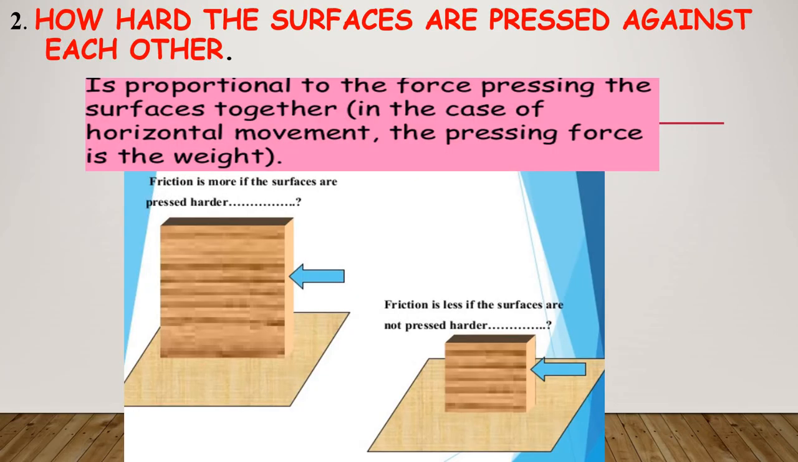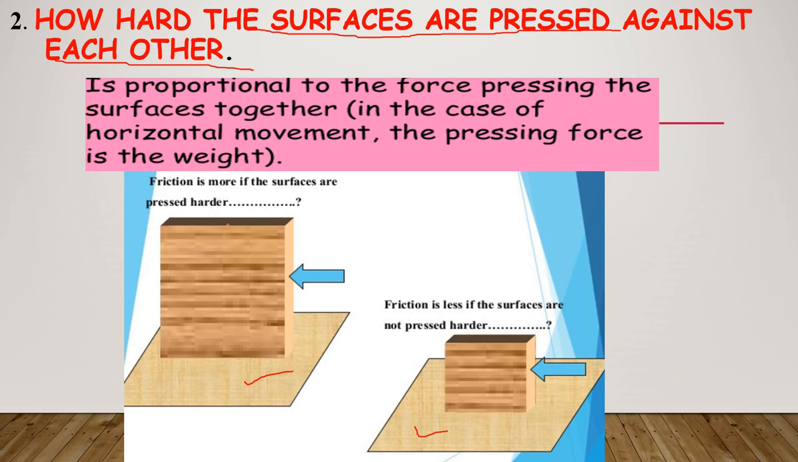Now the second factor on which the frictional force depends is how hard the surfaces are pressed against each other. If you are pressing both the surfaces very hard, the interlocking of irregularities become very strong. So then also we have to apply more force to overcome that interlocking. Here, one example is given, the same surface. Now the surface is the same. Nature of the surface is the same. Same smoothness.